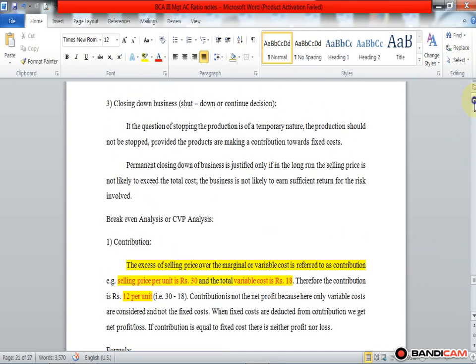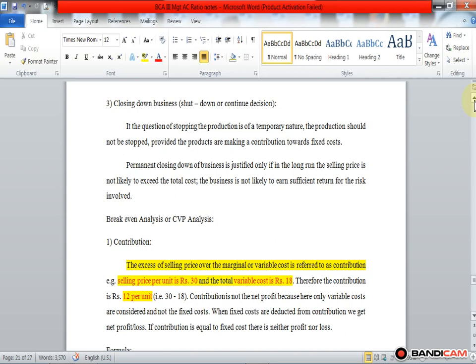Now, the close down or shut down or continue decision. It is the question of stopping production, which is of a temporary nature. The production should not be stopped provided the products are making a contribution towards fixed cost. Permanent closing down of business is justified only in the long run, when the selling price is not likely to exceed the total cost. The business is not likely to earn a sufficient return for the risk involved.